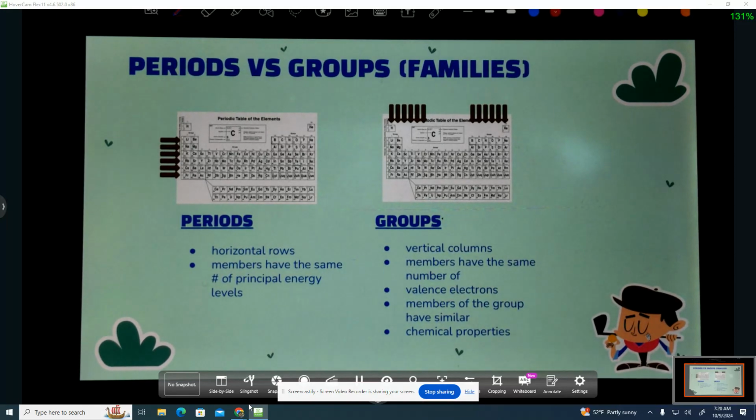Okay, so your horizontal rows are called your periods, and your vertical columns are called your groups.